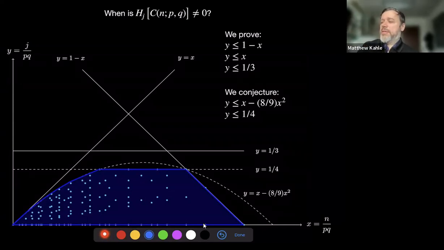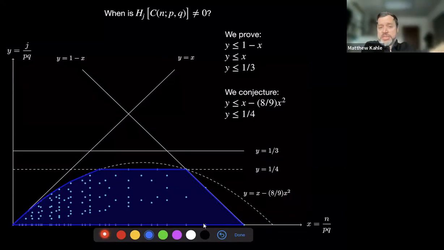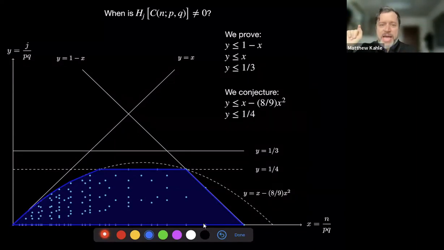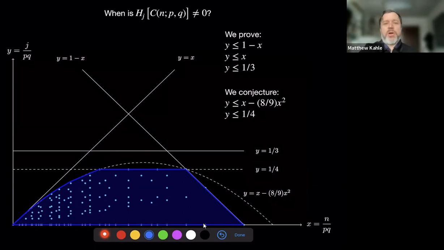But for example, what that might mean is for any rational point, because x equals n over pq and y equals j over pq, and n, p, q, and j are integers. So clearly we can only talk about rational points. Those are the only ones we're interested in. But what we show is for every rational point inside that blue region, there exist n, j, p, q such that x equals n over pq, y equals j over pq, and homology H_j of C_{n,p,q} is non-trivial. So if I'm allowed to make n, j, p, q as large as I want, I can hit that rational point xy, every point inside that blue region.